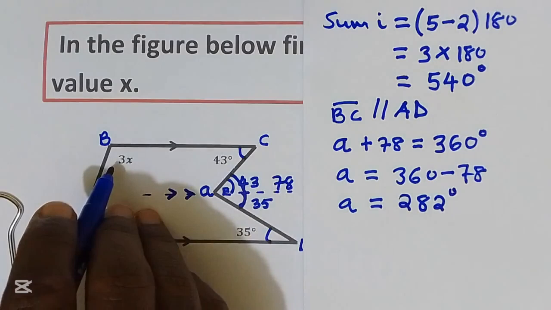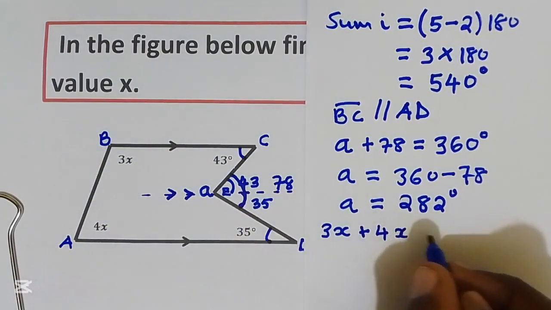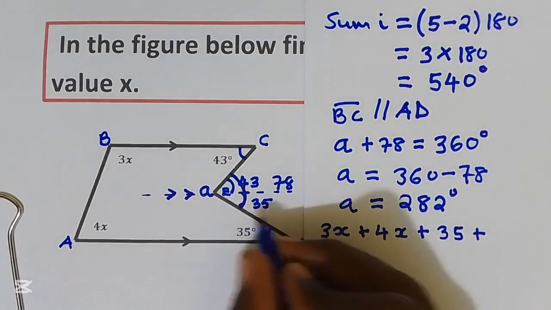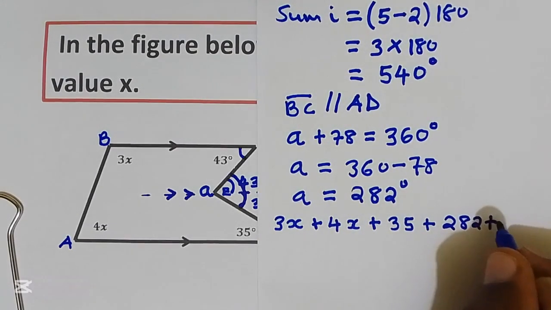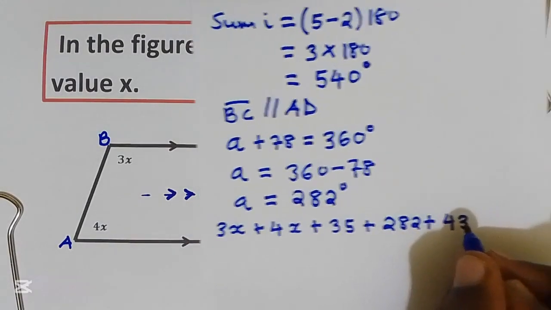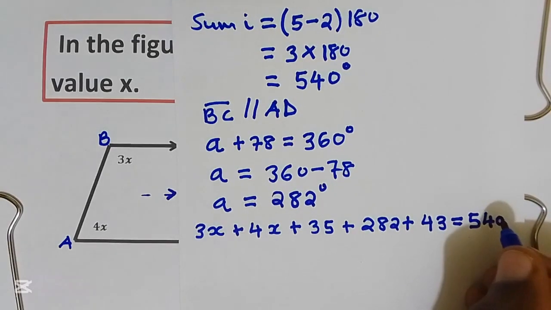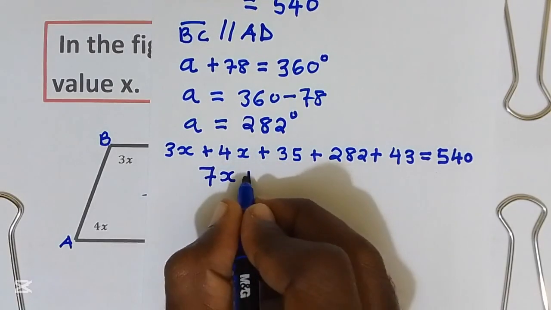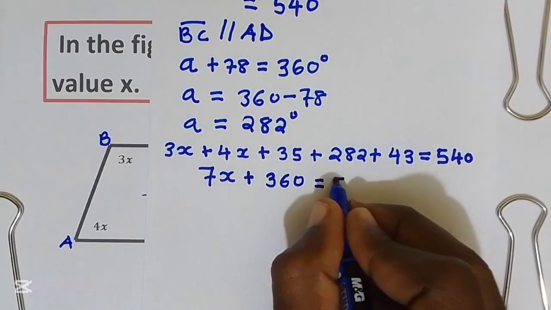But we know the sum of all the interior angles of a polygon is equal to 540. So when I take 3x plus 4x plus 35 plus 282 plus 43, this gives us 540. 3x plus 4x, we get 7x, plus the sum of these angles is equal to 360. This is equal to 540.